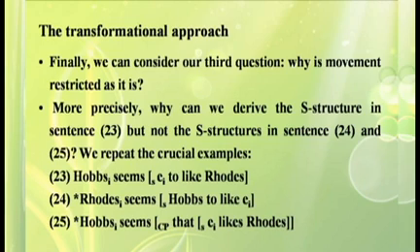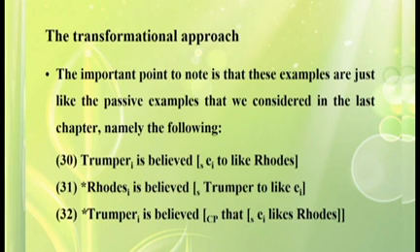Hobbes_i seems [S-structure e_i to like roads]. Roads_i seems [S-structure Hobbes to like e_i]. Hobbes_i seems [CP that [S-structure e_i likes roads]]. The important point to note is that these examples are just like the passive examples that we considered in the last chapter, namely the following. Trumper_i is believed [S-structure e_i to like roads]. Roads_i is believed [S-structure Trumper to like e_i]. Trumper_i is believed [CP that [S-structure e_i likes roads]].